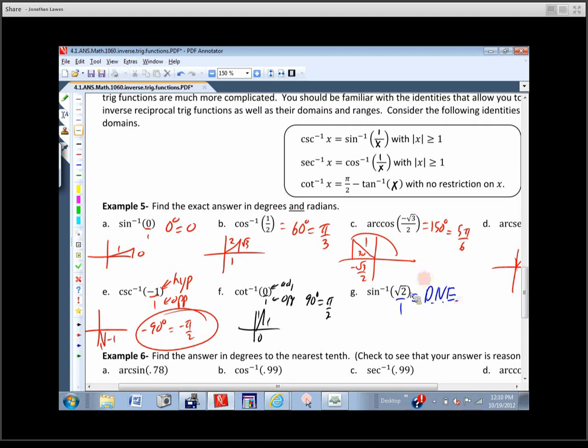Because think about what we're saying here. We're saying that the opposite side is bigger than the hypotenuse. And we know that's not going to happen. Any questions?